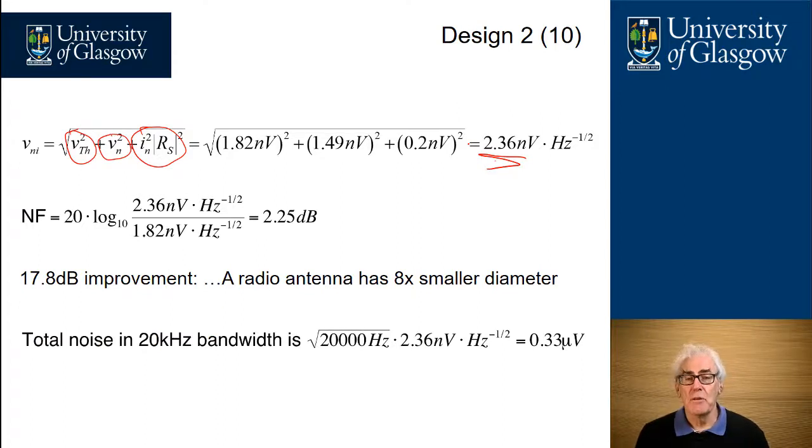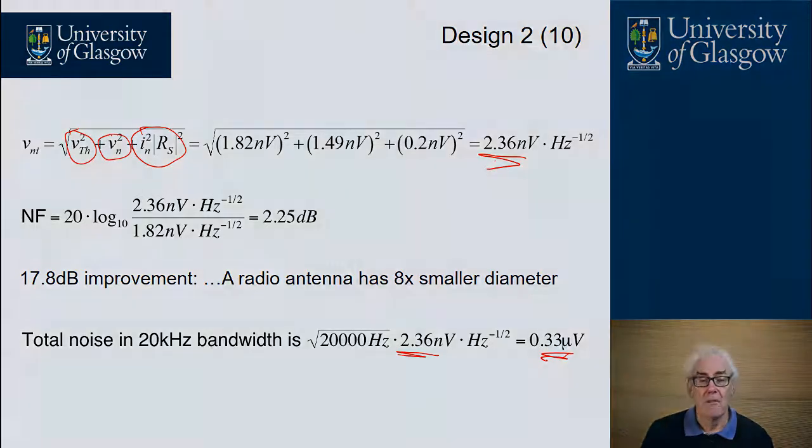The problem set out to say what is our total noise across a 20 kilohertz bandwidth. So if we take the square root of 20 kilohertz, which is approximately 141, then we work out that our noise spectral density of 2.36 nanovolts per root hertz corresponds to a broadband noise of about 0.33 microvolts RMS appearing as an input referred noise to the amplifier.